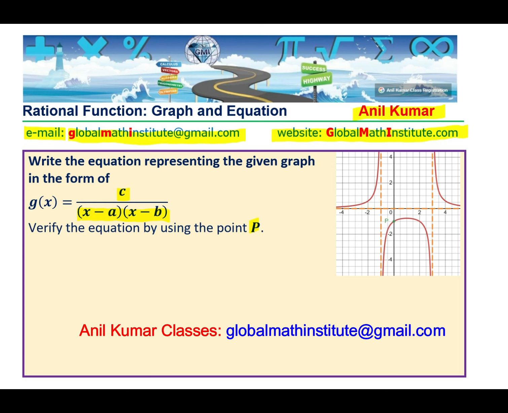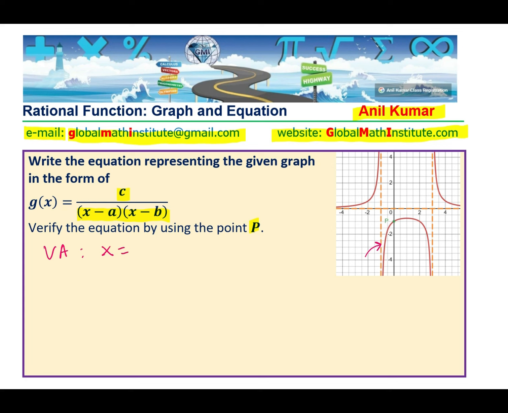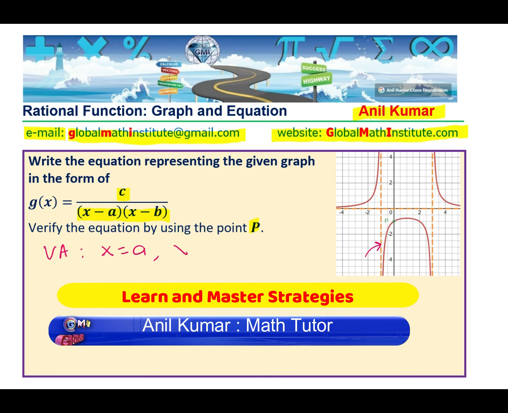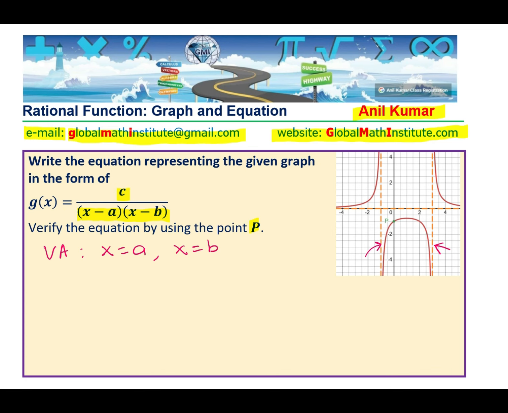Great. So let's first consider how we can get the equation from a graph. The orange lines indicate the vertical asymptotes, right? So what is the vertical asymptote? For any reciprocal kind of function, the denominator being 0 leads to a vertical asymptote. So x equals a will be one vertical asymptote and x equals b will be the other vertical asymptote. So the values of a and b you can find from these two vertical asymptotes. So it becomes very clear how we get the denominator.